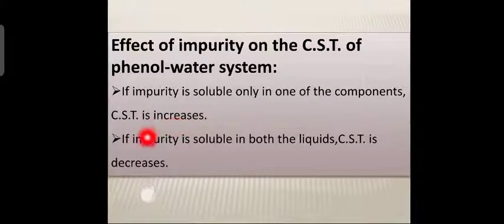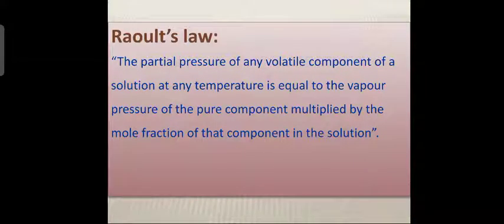On the other hand, if an impurity soluble in both the liquids is added, then the critical solution temperature decreases. What happens when you add an impurity which is soluble in both the liquids, like succinic acid? It is soluble in both phenol and water. In such cases, mutual solubility increases on decreasing the temperature. As a result, the critical solution temperature decreases.